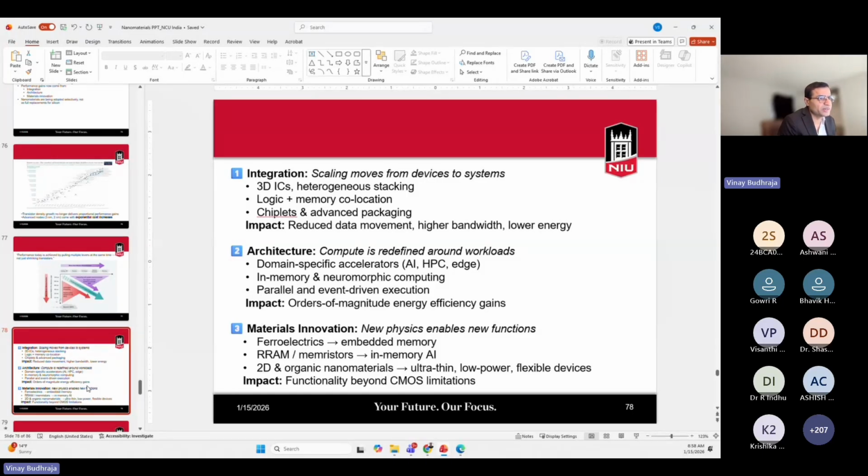Architecture, the compute is redefined around workloads. Impact is order of magnitude energy efficiency gains. Material innovation, which means new physics enable new functions. We have seen in previous slides, in the case of ferroelectric RRAM, 2D and organic nanomaterials, with silicon alone, we cannot work with that. So it gives rise to many different new materials, and that gives scope to the nanomaterials. The impact of the material innovation is functionality beyond CMOS limitations.